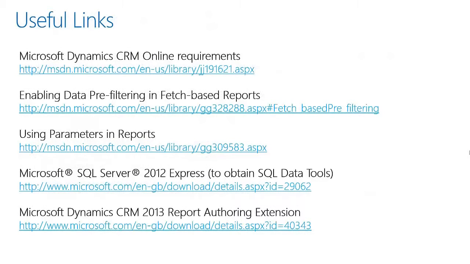So the last slide, and really the closing thing I wanted to cover, was just providing some links to areas that we've covered within this video. There's a link there to show you the CRM Online requirements, so that will give you information on the browser types and versions supported. There's an article there about enabling the pre-filtering in fetch-based reports. That's the one example we went through on how to run the report against a smaller set of data.